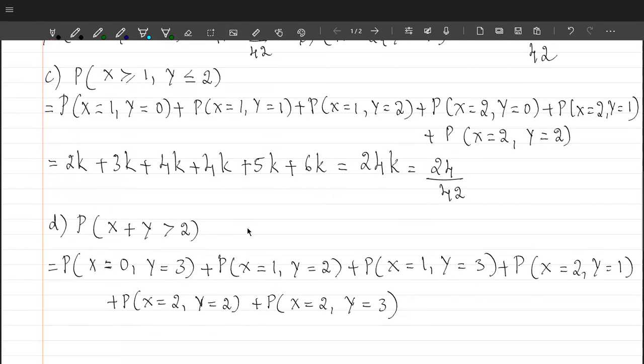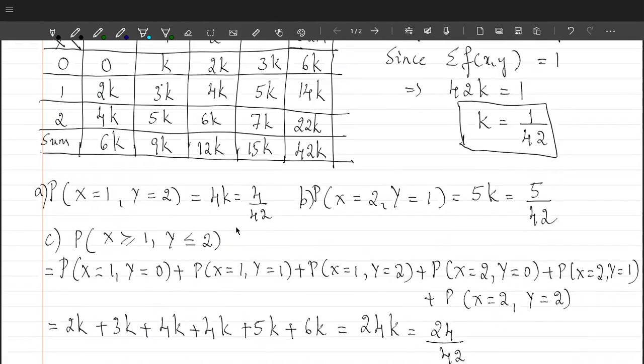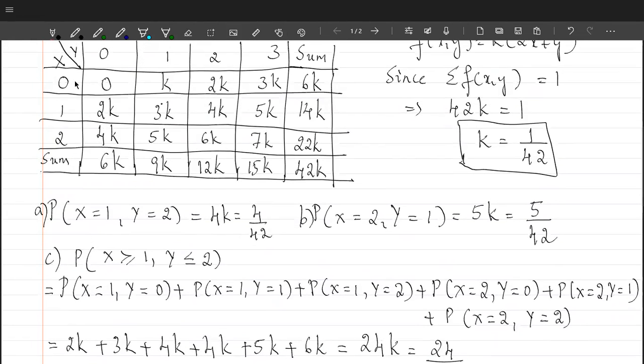Let's take the fourth case, that is probability that x plus y greater than 2. That means when you add the random variables values of x with the value of y, the sum must be greater than 2. So which cases you can consider here? First case which I can consider here is 0 plus 3. If you add these two numbers, you get a total as 3, which is obviously greater than 2. What is the corresponding probability here? That is 3k.